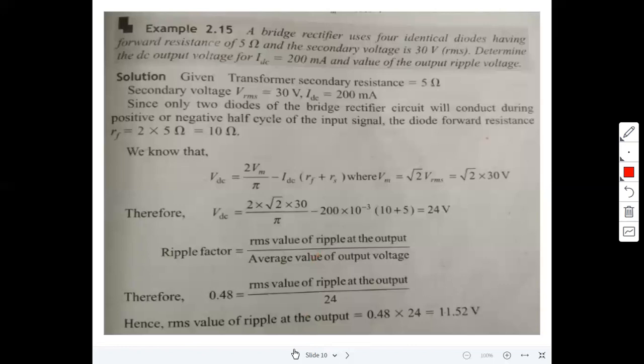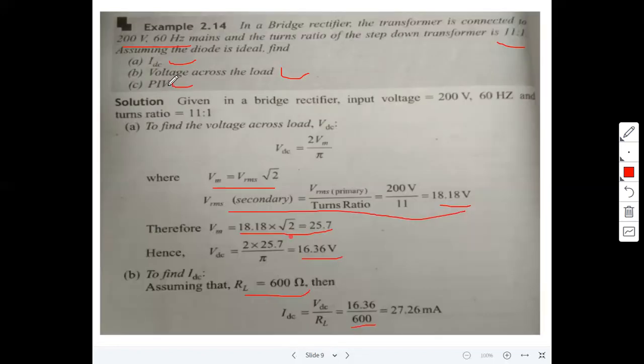Now what is PIV? PIV is equal to Vm only. The third one, PIV is equal to Vm, that is equal to 25.7 volts.